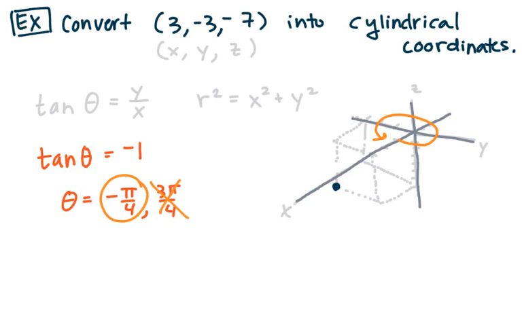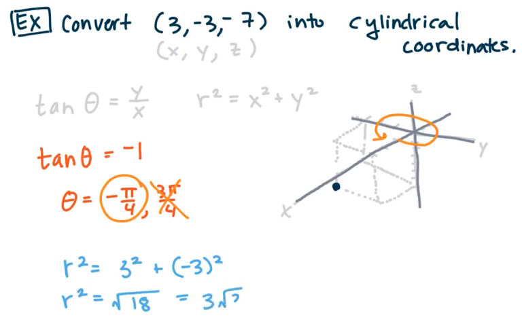Looking at calculating r, r squared equals 3 squared plus -3 squared. R equals the square root of 9 plus 9, which is 18. And the square root of 18, we can pull a 9 out. That's going to be 3 root 2. So my ordered triple in cylindrical coordinates would be r, 3 root 2, theta, negative pi over 4, and then the z value stays the same. It is negative 7.